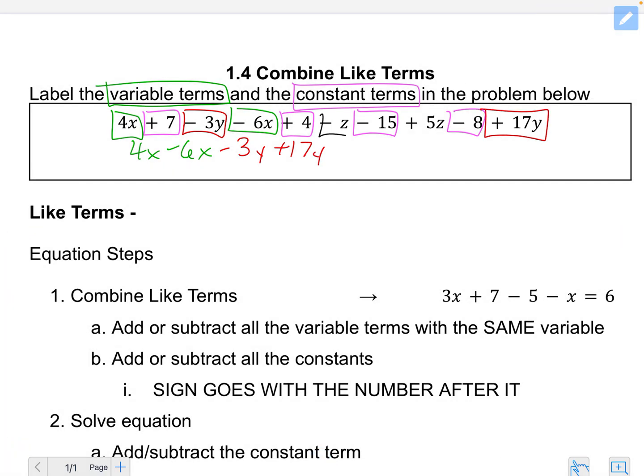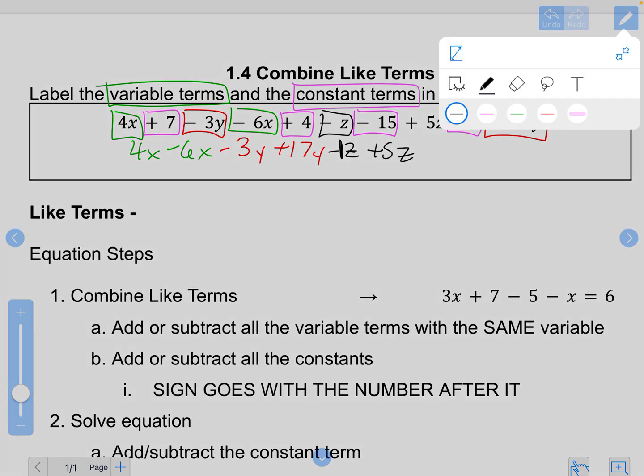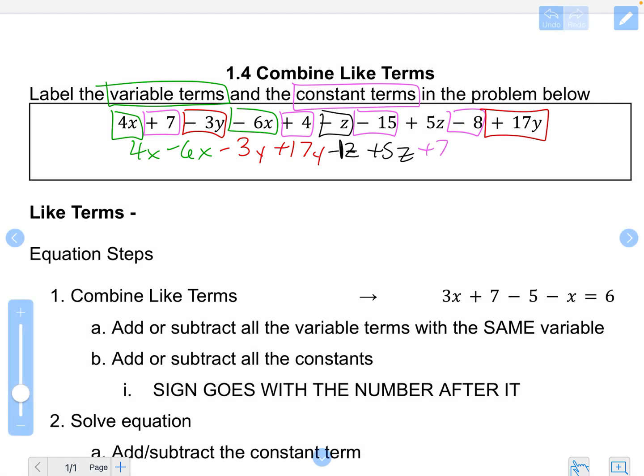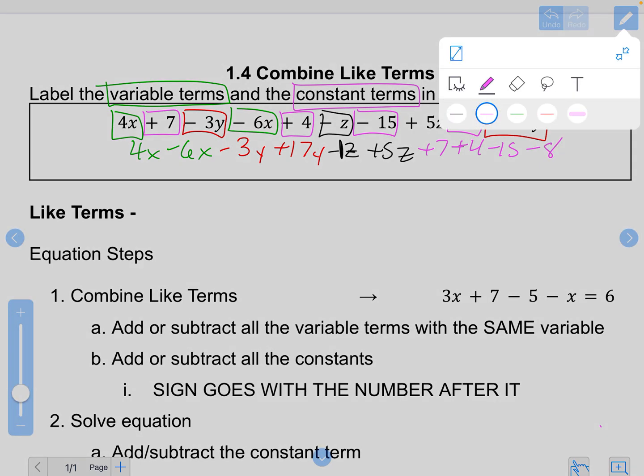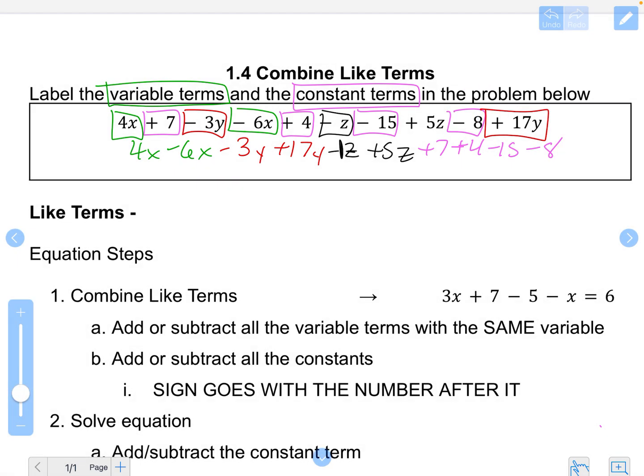And then finally, I'm going to put negative z, which remember, if we don't have a number in front, we put that invisible 1 right there, and then plus 5z. And then at the end, I'm just going to tack on all of my constants. That's a plus. And so we've grouped them this way so they're easier to see, so that when we combine them, the math gets a lot easier.